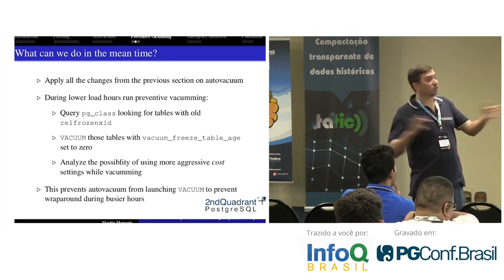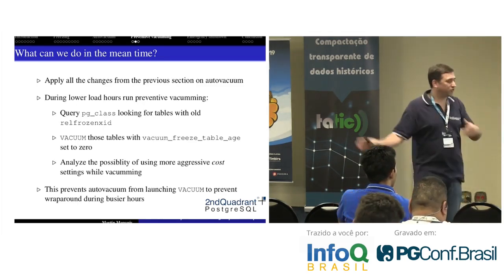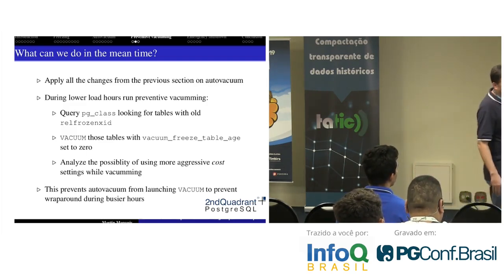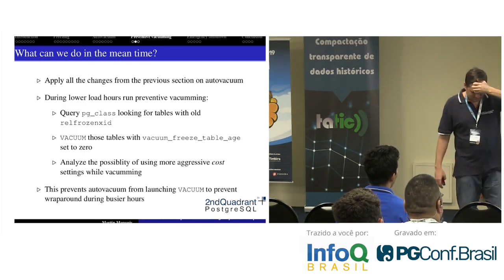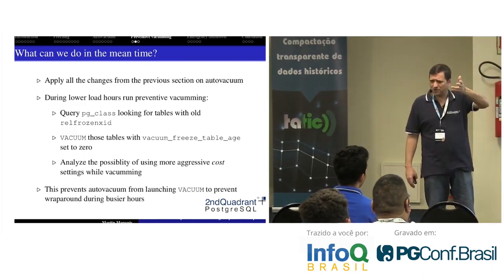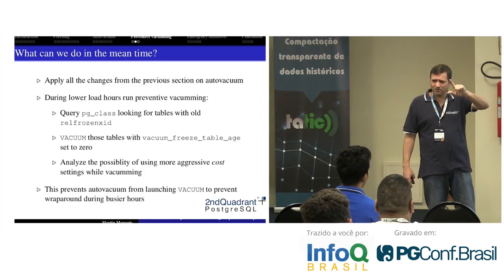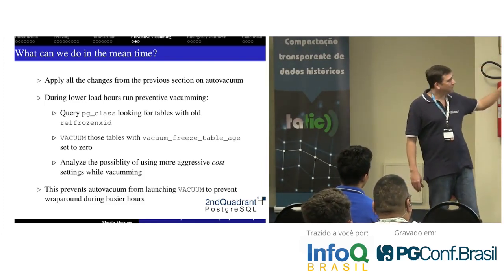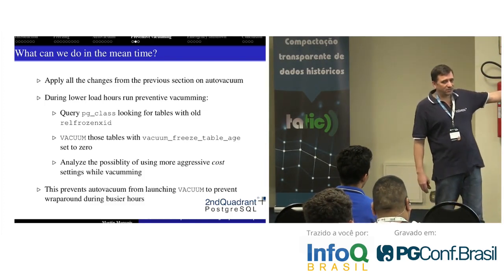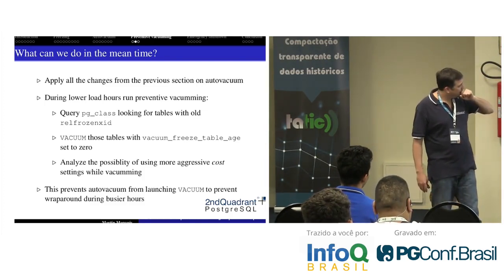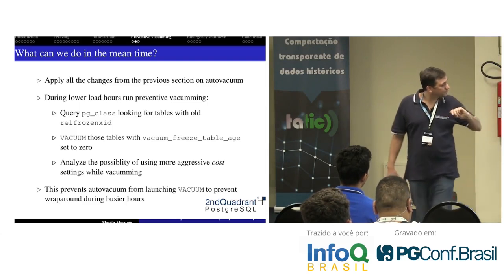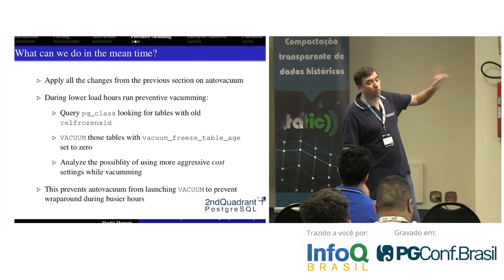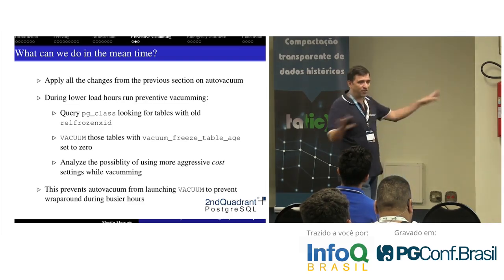It's the one that does the full table scan. So we want to scan all the table and freeze everything. If we leave it with the default value, which is something like 50 million, the default, it's only going to scan pages that have tuples that are older than 50 million. It's not going to scan the whole table.